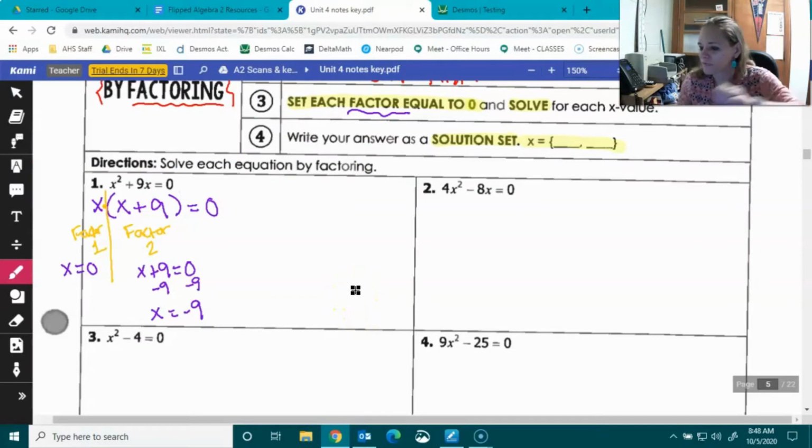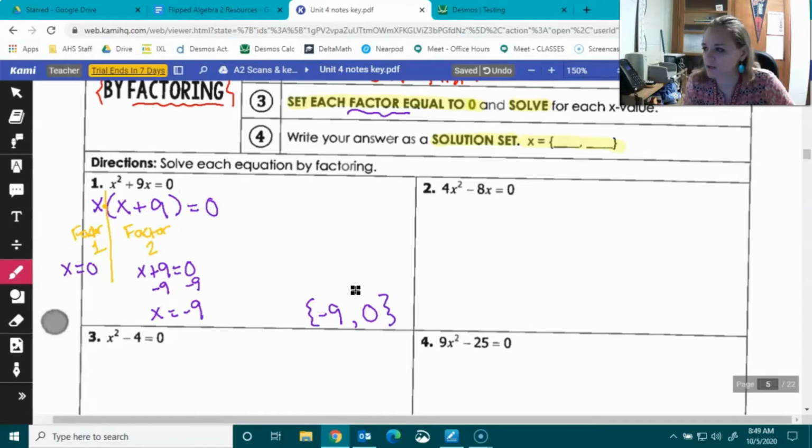Alright, so now to write this in set notation, let's take our lowest number, -9, put that first, and then 0, and that's our solutions, okay? Alright, let's go ahead and do number 2, so let's take a look at this.